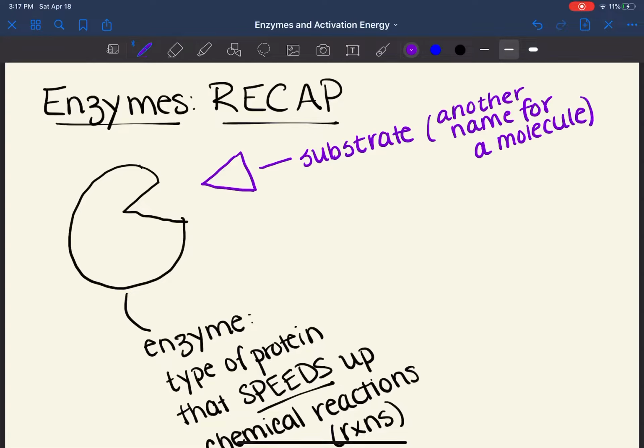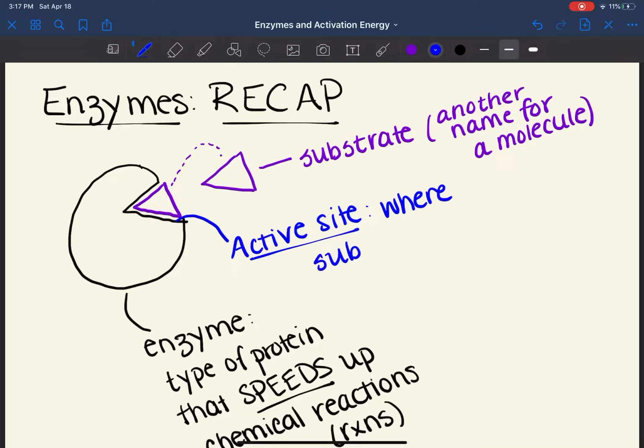Okay. So you'll see that the substrate will come in here and fit in perfectly. So we'll notice that the place where the substrate fits in is called, let me do that in a different color, it is called an active site. Okay, so this is where the substrate will bind, and the enzyme will do its magic. Okay, so that's a little bit of a recap that I wanted you guys to know. These are the key things I want you to know about enzymes.